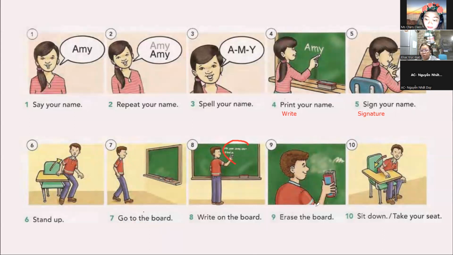Of course, erase the board. Now, sit down, or take a seat. Be careful or be aware of the spelling of seat, okay? S-E-A-T if you are referring to the thing. But if you are referring to the action, it is this sit. See, they are the same sound but different words. This one is sit, short I. This one is seat, long vowel. Okay. Next one.